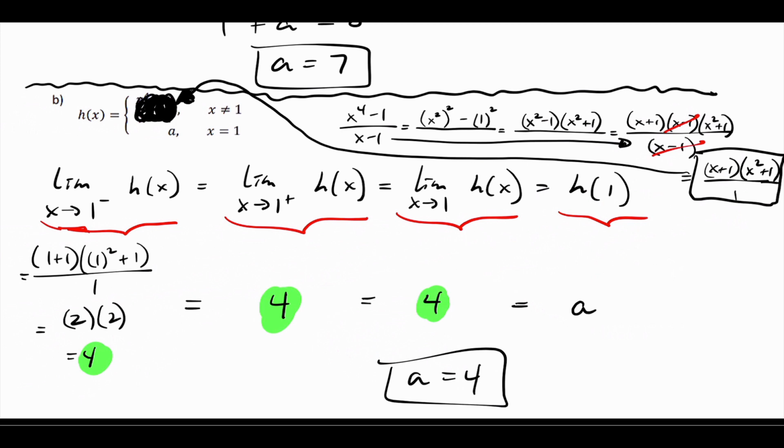So for this guy to be continuous, that has to be true. A has to be 4. Okay. See, we're all here. Okay.